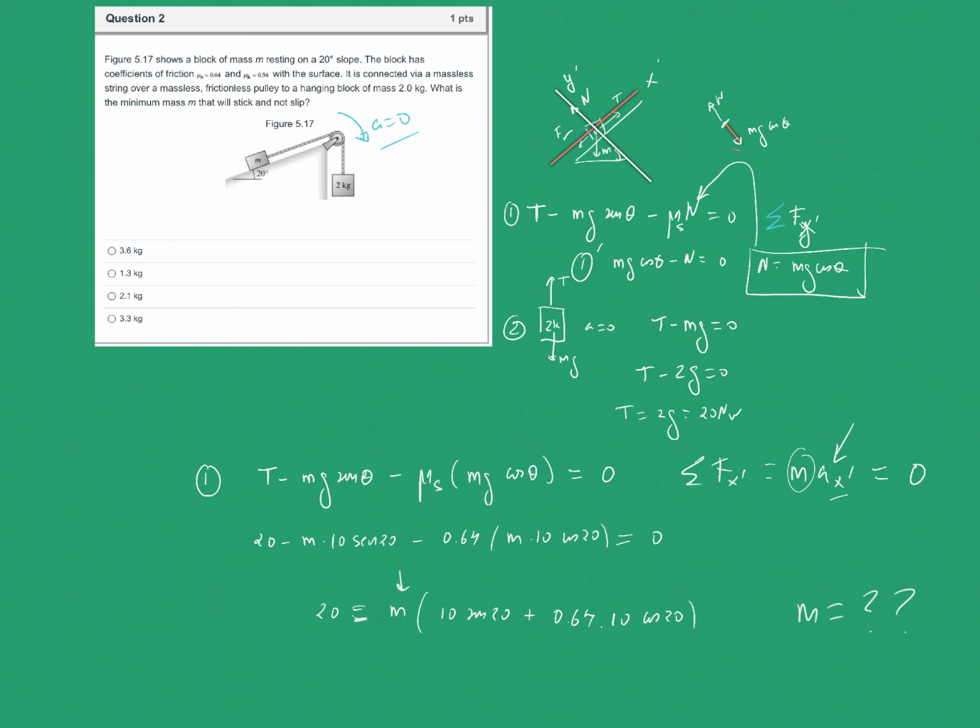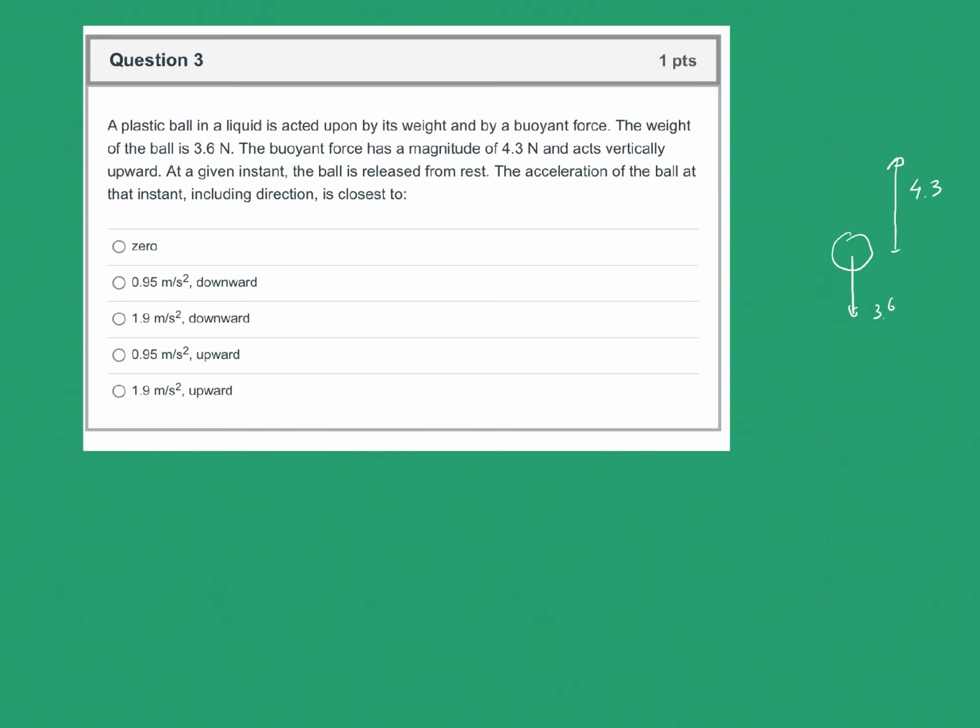Okay, maybe I made a mistake. If I made a mistake, let me know. Let's go to the third problem. A plastic ball. This problem is the same as the problem on the test, so you do it. This is very easy, it's a very basic problem.